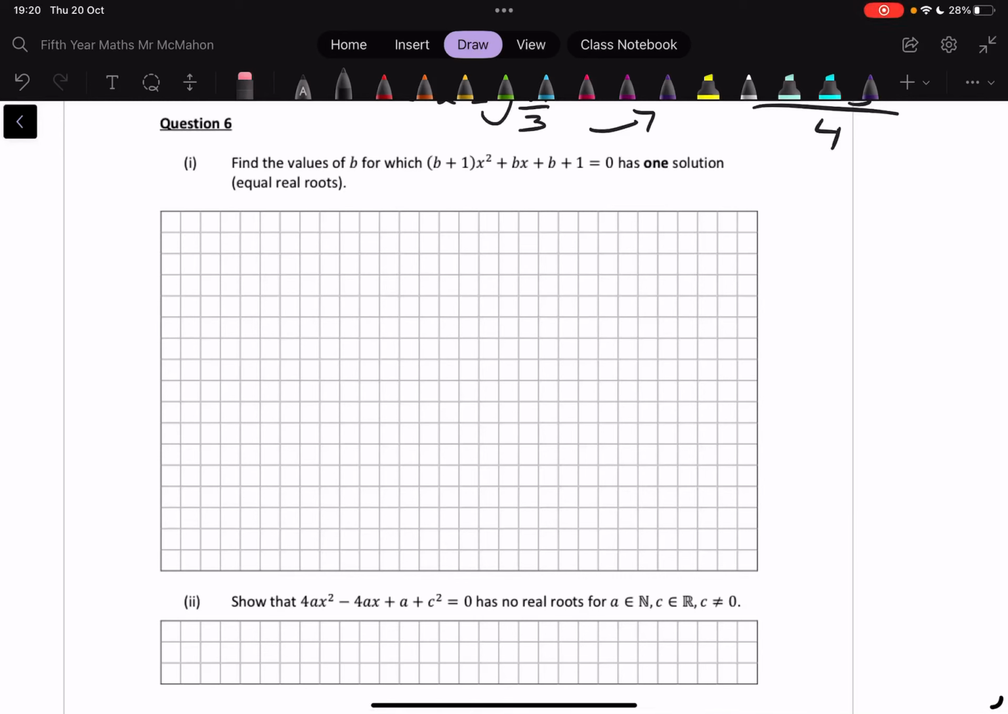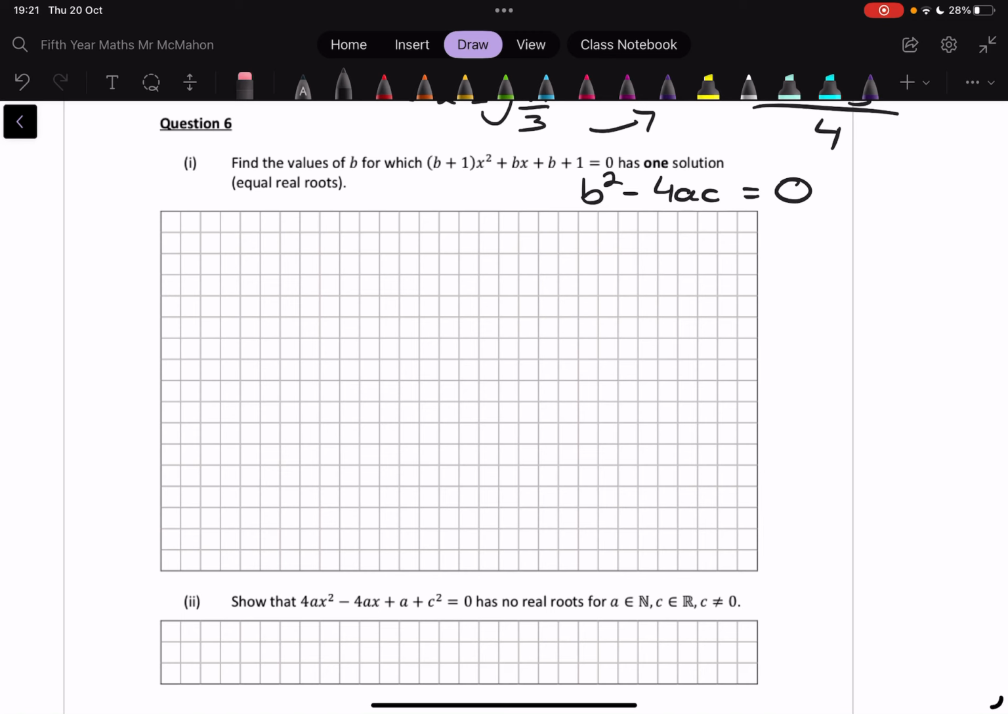Okay, for question 6, we have to find the values of b for which (b + 1)x² + bx + (b + 1) = 0 has one solution, or equal real roots. Again, that one solution or equal real roots should signal to us that the discriminant should be equal to 0. When we say one solution, all we mean is that we don't have two distinct solutions. We obviously have two roots, but they just happen to be the same. So two equal real roots or one solution.